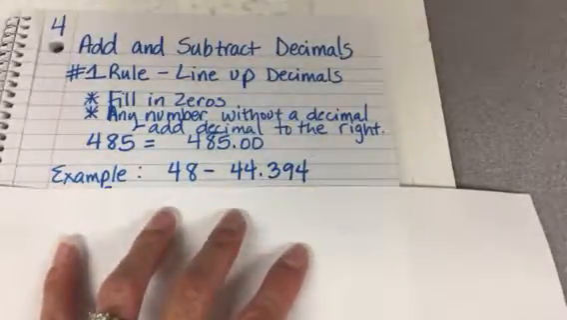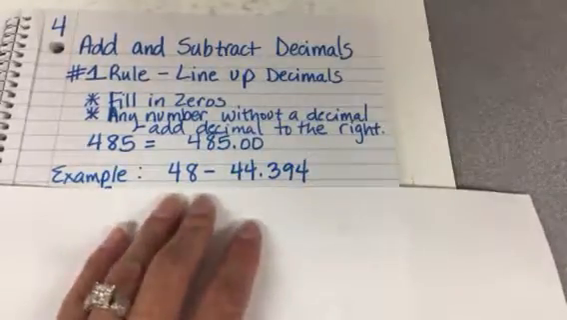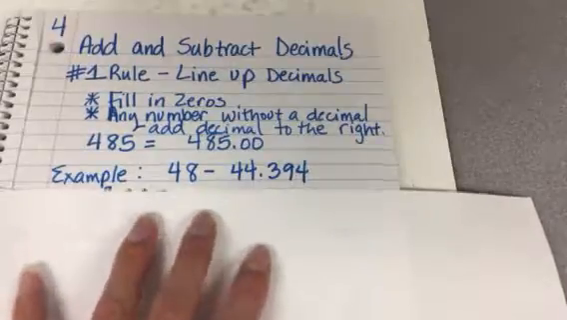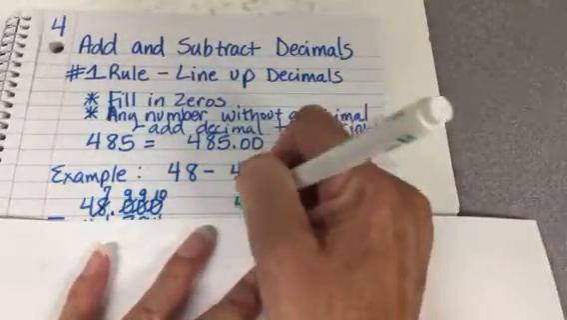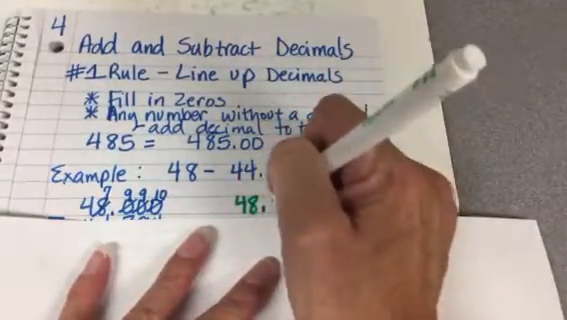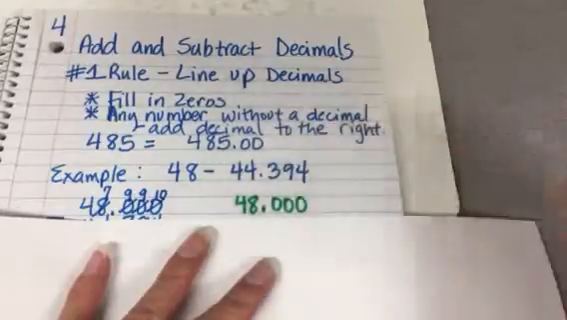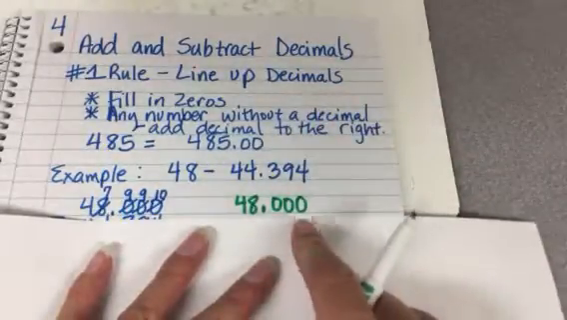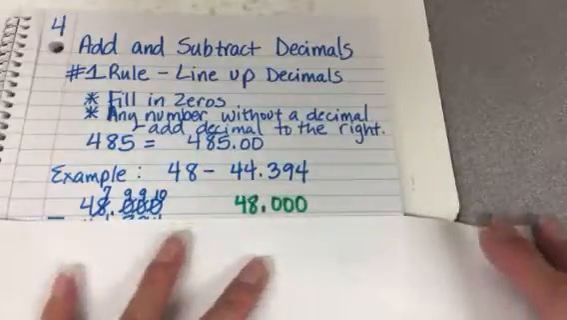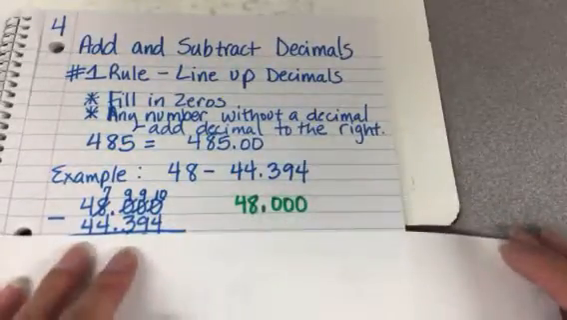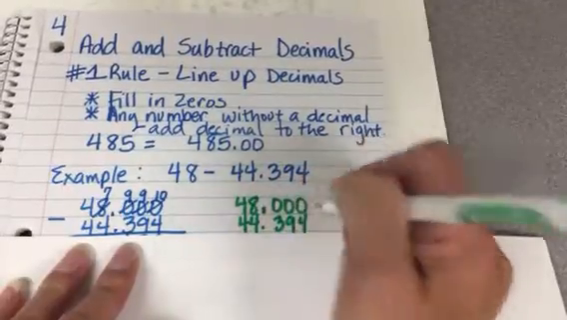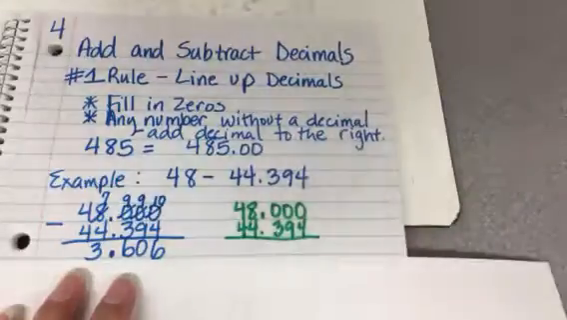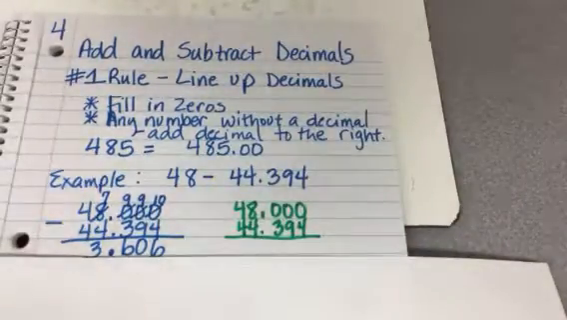Okay, so we notice that our 48 does not actually have a decimal point written there, but that does not mean that number does not have a decimal in it. So then we will write our number as so. I'll rewrite it here, 48, and I'm going to put 0.000. The reason I choose to put 3 zeros is because the 394 has 3 places past the decimal, minus 44.394. Now at this point, all you have to do is go ahead and subtract just like normal.